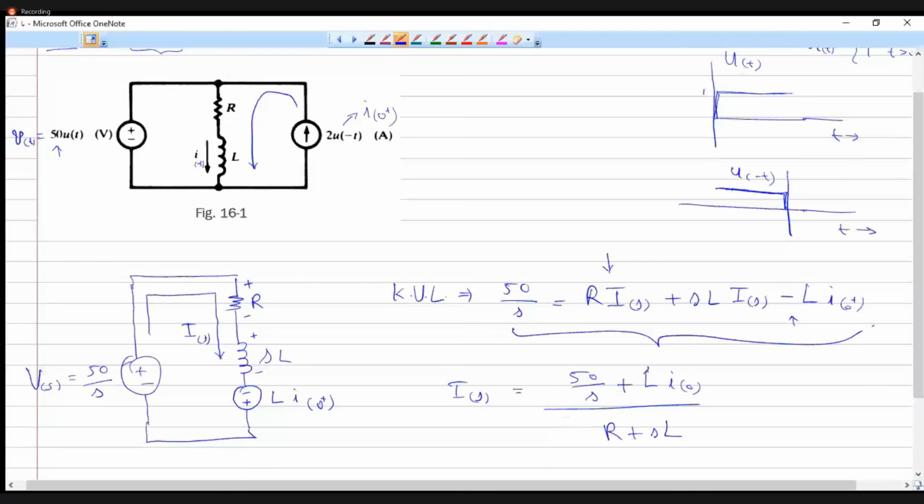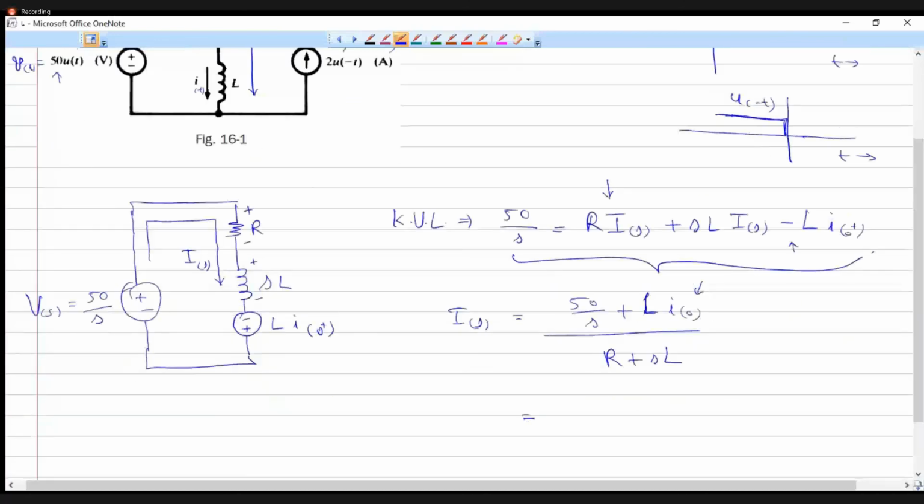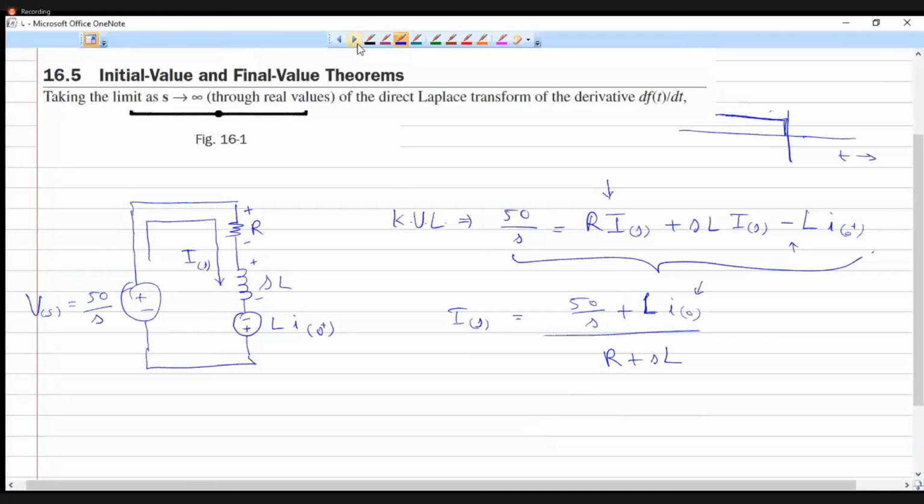So you will be given the value of the inductor, the L value, and we already have the value of I naught. Then you can substitute those values, simplify this and bring it to the form where you can use the partial fraction expansion, so that you can find the inverse Laplace transform. So bring S to the denominator, or you can divide this by L also. Okay, so I will show one example on how to do the inverse Laplace transform.